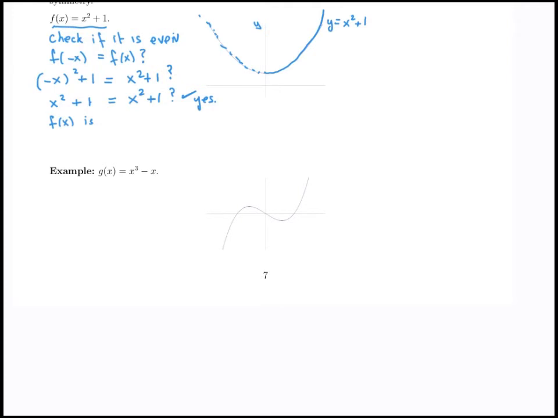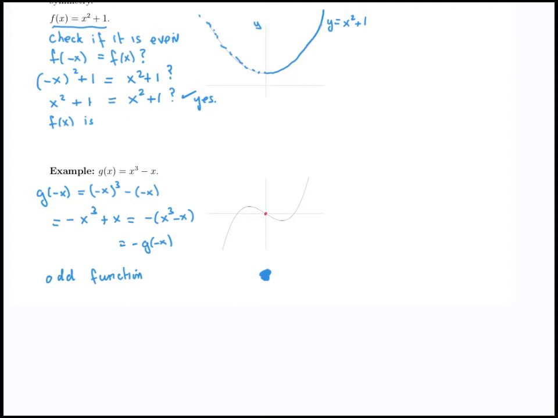If I have a polynomial in powers of x that are all odd, then I get an odd function, and that's what's happening here with g of x. g of minus x is minus x cubed minus x, which is minus x cubed plus x, which is minus g of x. So this is an odd function, and this gives us a symmetry through the origin.